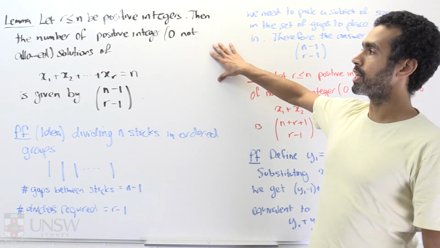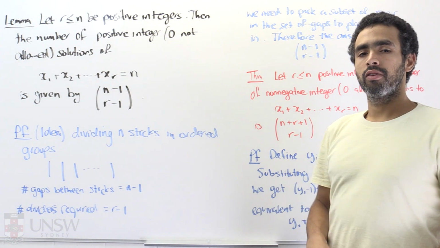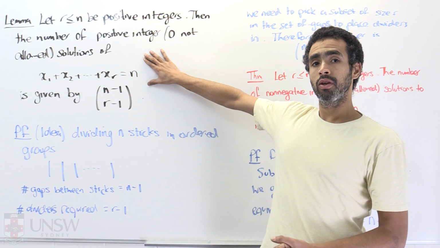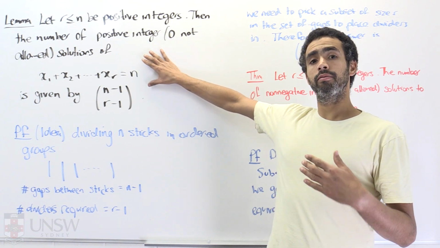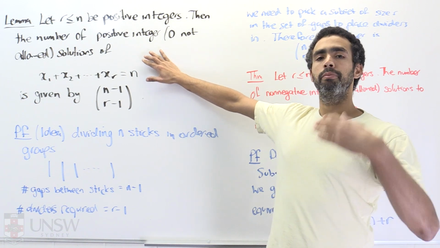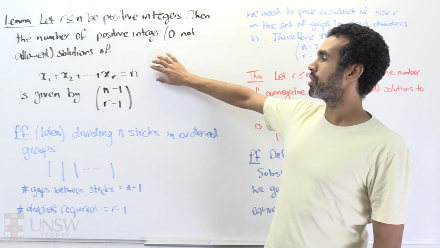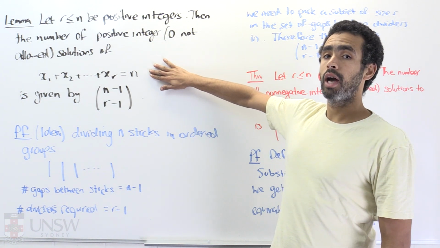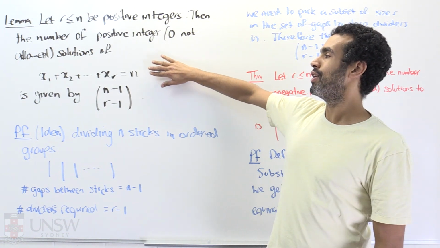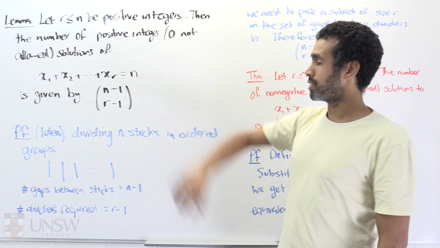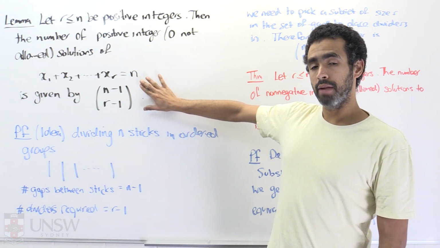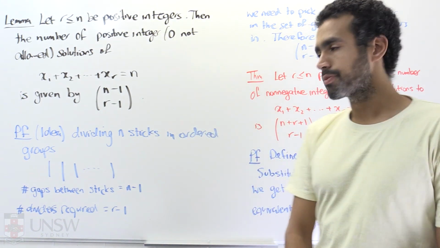Let's consider the following lemma. This lemma is about counting solutions to this equation where we assume the xi are positive integers, so integers greater than or equal to 1. We want to count how many solutions x1, x2, up to xr there are to this equation. The lemma tells us that this is given by n minus 1 choose r minus 1.